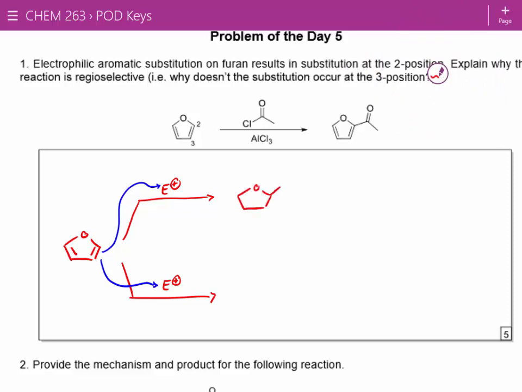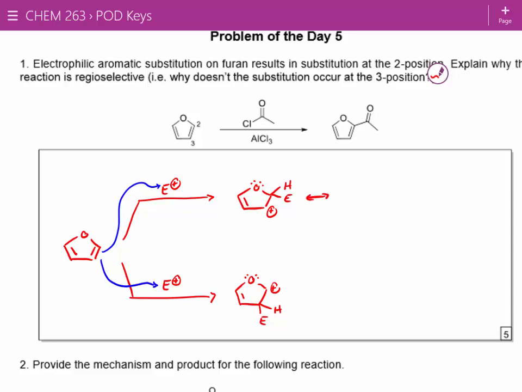If it attacks at the 2 position, our carbocation is down below. We get it right there. If it attacks at the 3 position, the carbocation is closer to the oxygen, and we get an electrophile added in here. All right, so how can we explain which one's more stable? Resonance. It's my favorite thing I like to drive home.